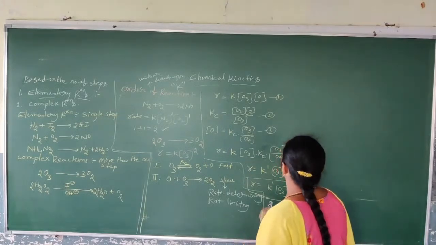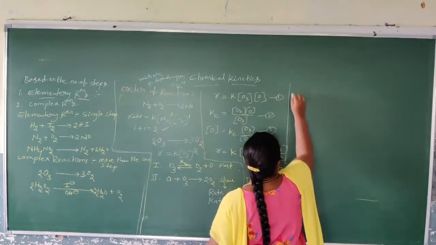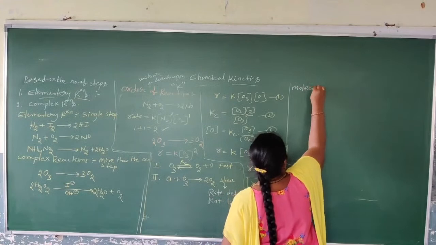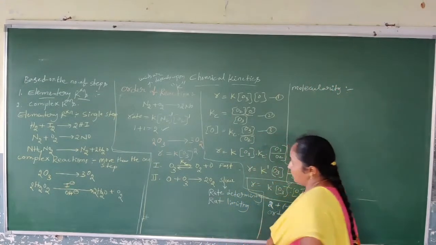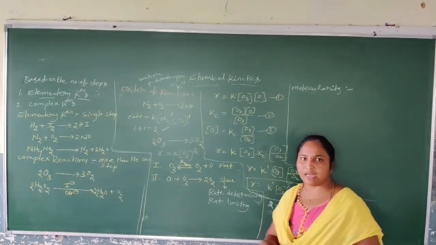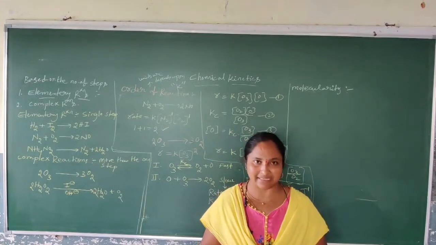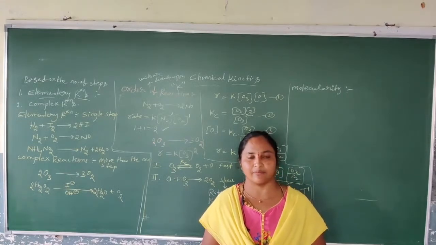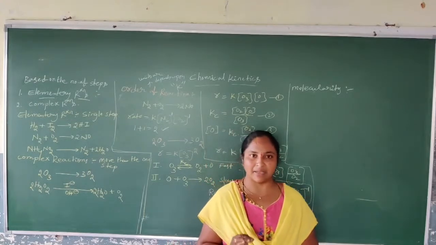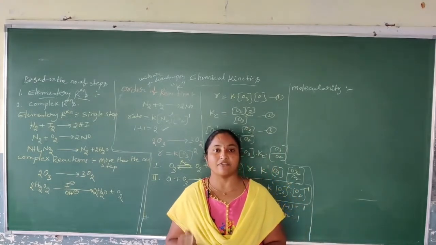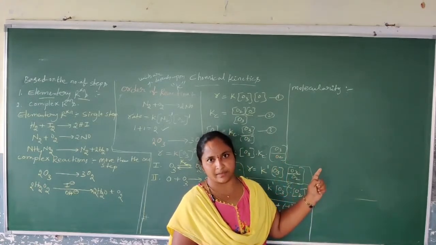And then next one, molecularity. So what is molecularity? Molecularity means the number of molecules which are present in the elementary step. The number of molecules present in the elementary step of a reaction is known as the molecularity.